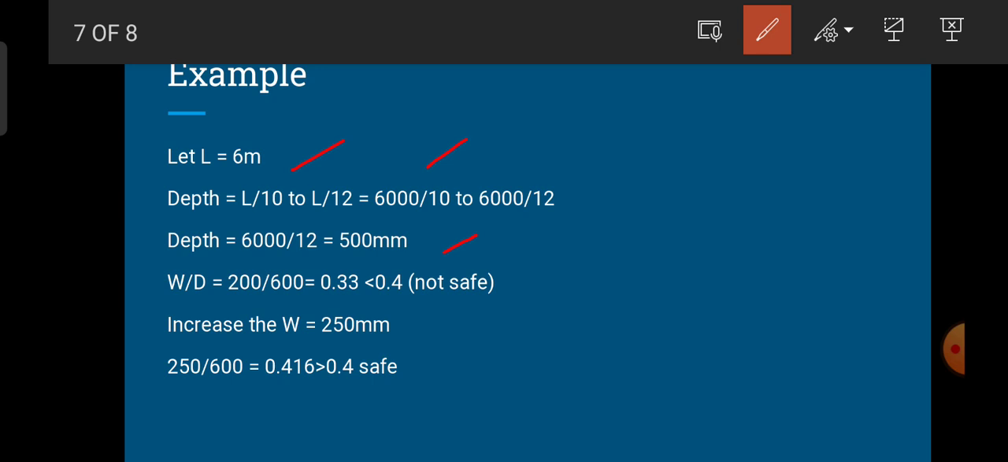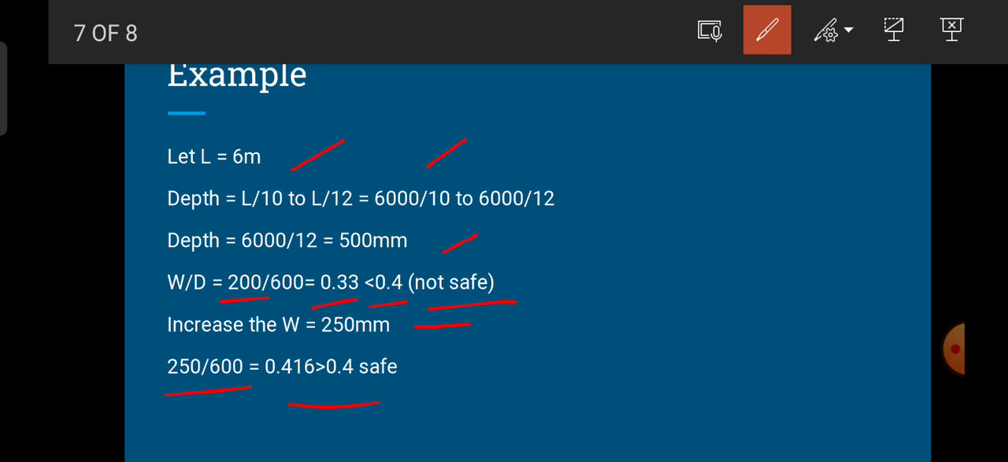So if I choose the greater depth, that is 600 mm, and the minimum width I have chosen as 200, then 200 by 600 is 0.33, which is less than 0.4. Hence, it is not safe. In this case, I am supposed to increase the width of the beam. So I'll increase it by 50 mm, taking it as 250 mm. Therefore 250 divided by 600 comes to 0.416, which is greater than 0.4.